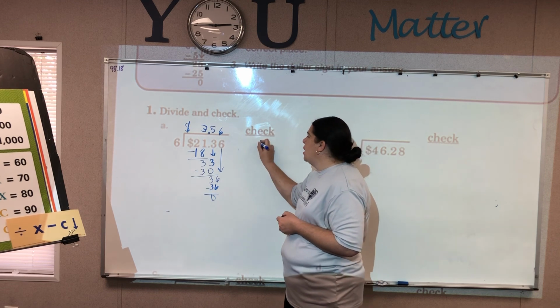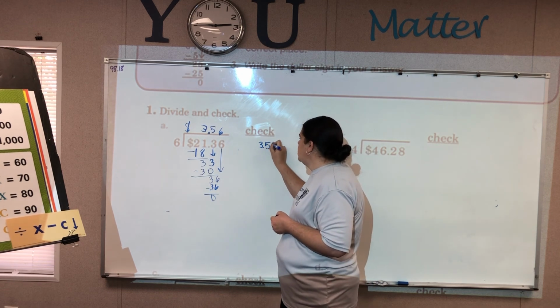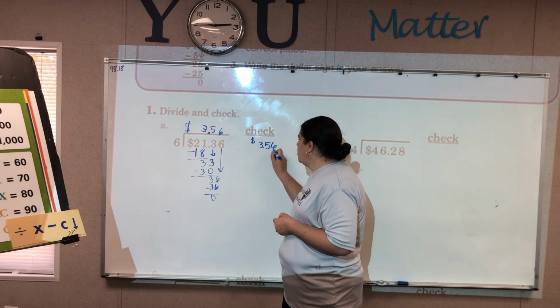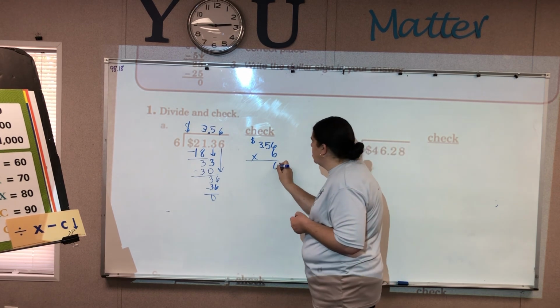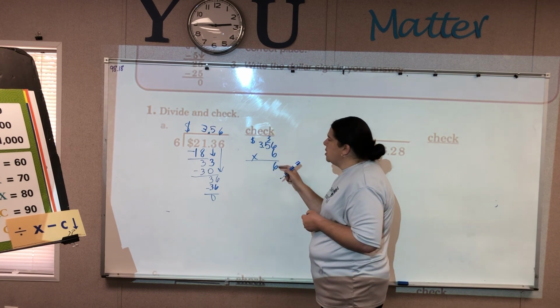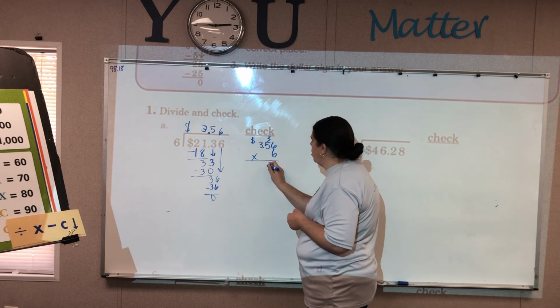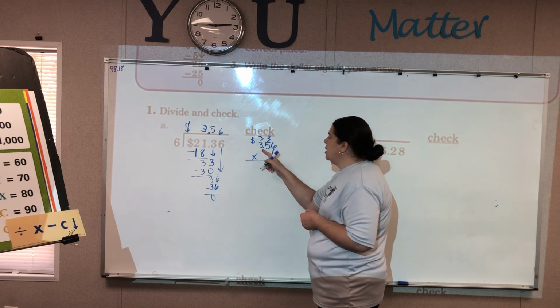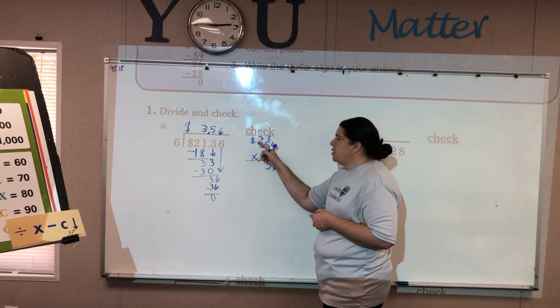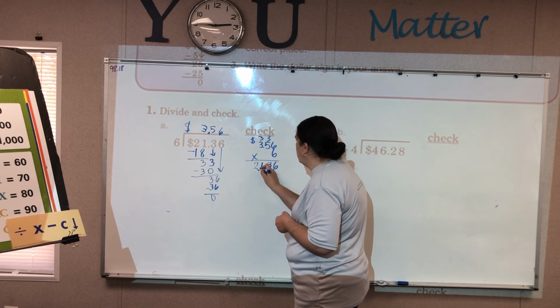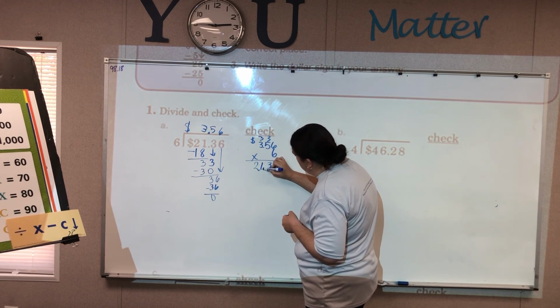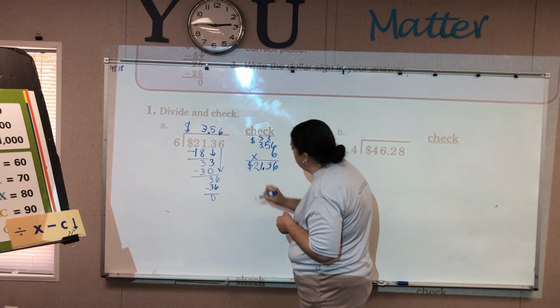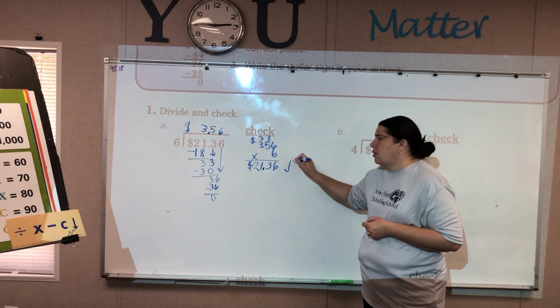Now let's check. $3.56 times 6. 6 times 6 is 36. 5 times 6 is 30 plus 3 is 33. 3 times 6 is 18 plus 3 is 21. We're going to put the decimal in the same place. And the dollar sign. And this checks out correct.